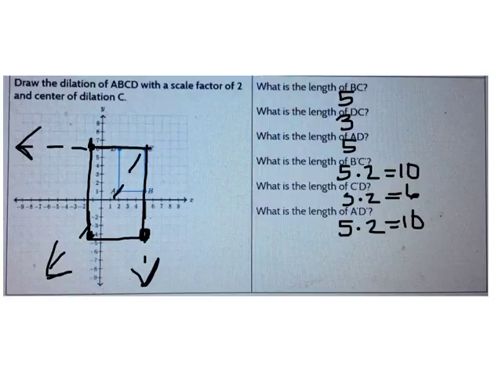Your shape should look like mine. The 2 horizontal sides should be 6 units long. The 2 vertical sides should be 10 units long. Go ahead and check your drawing with mine.